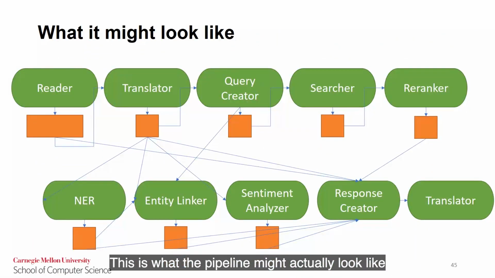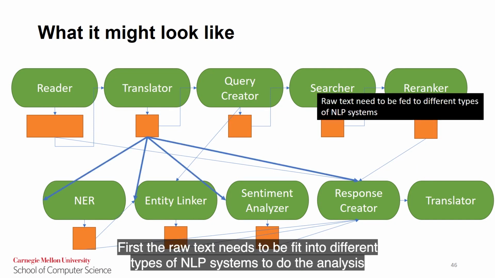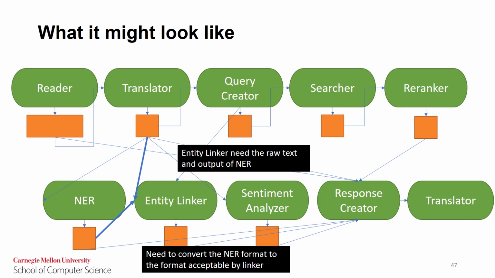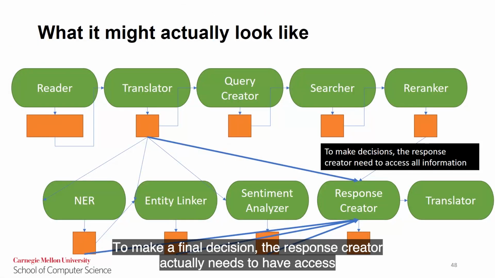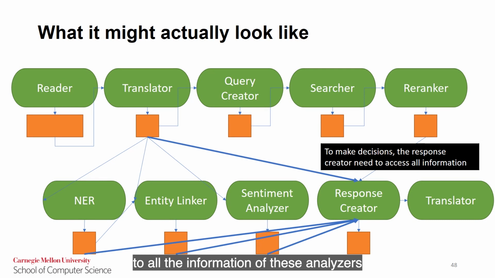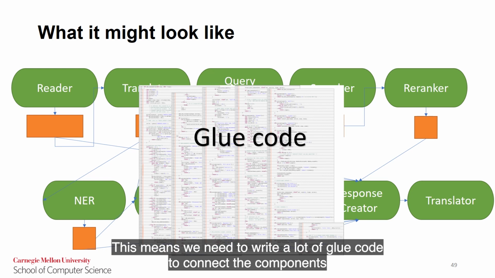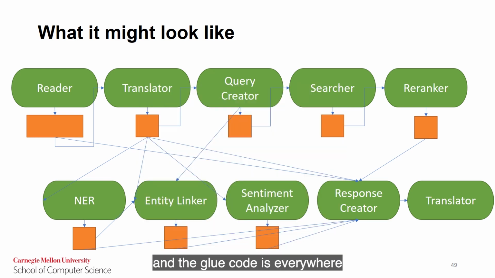This is what the pipeline might actually look like. First, the raw text needs to be fed into different types of NLP systems to do the analysis. For example, the entity linker needs the raw text and the output of NER. We also need to convert the formats between different systems. To make the final decision, the response creator actually needs to have access to all the information of these analyzers. This means we need to write a lot of glue code to connect the components. And the glue code is everywhere.